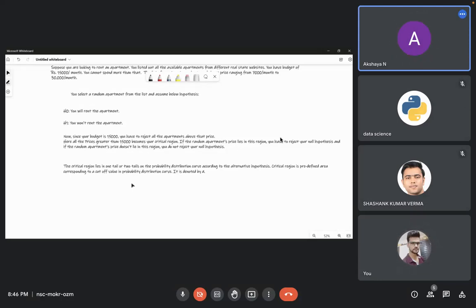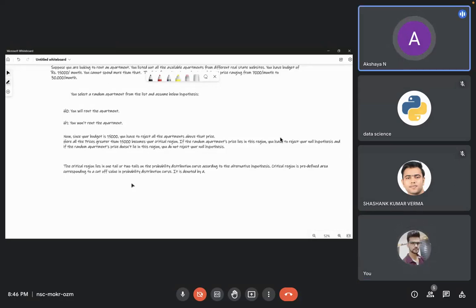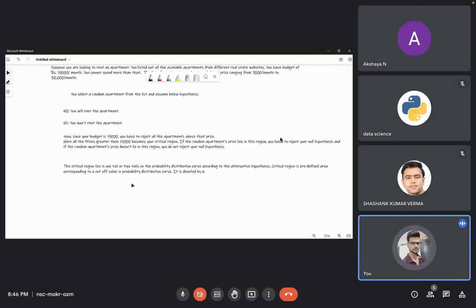It's a two-tailed. How can you say it's two-tailed? Then you have to reject the null hypothesis. If it is below, then you can accept. So how can you say it's a one tail or two tail? Means it's a two tail.